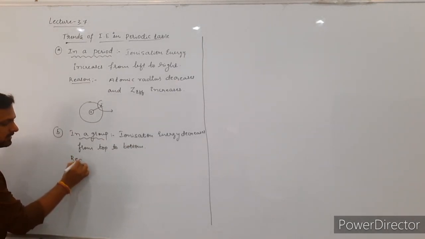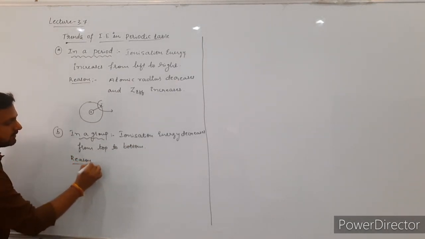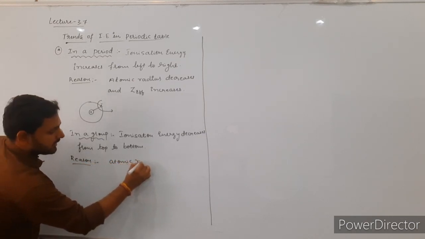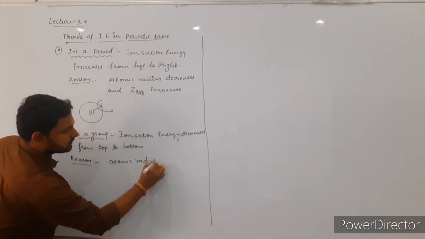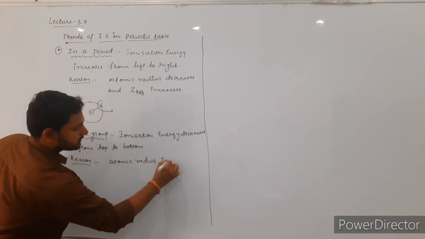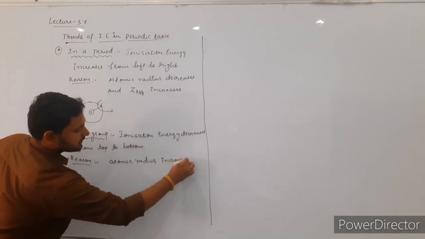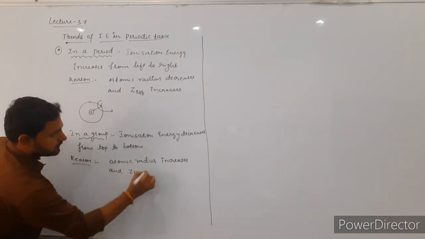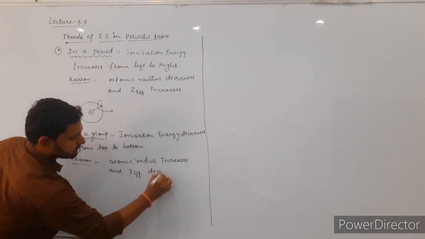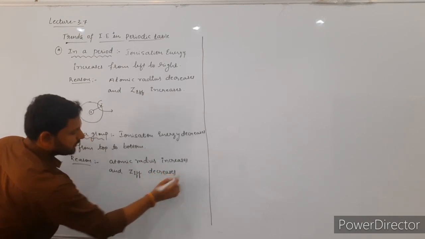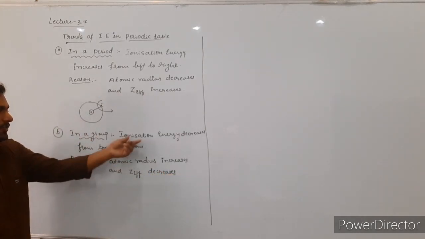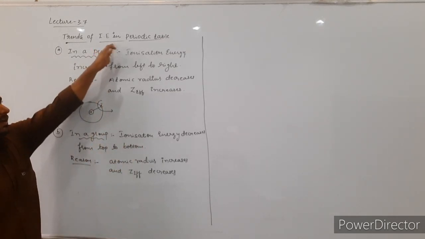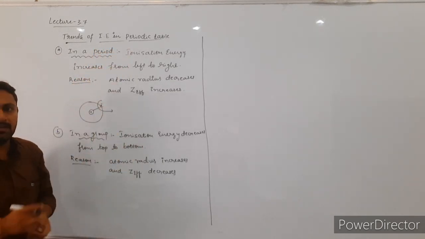The reason is that atomic radius increases and effective nuclear charge decreases. As effective nuclear charge decreases, ionization energy also decreases. These are the trends of ionization energy in the periodic table.